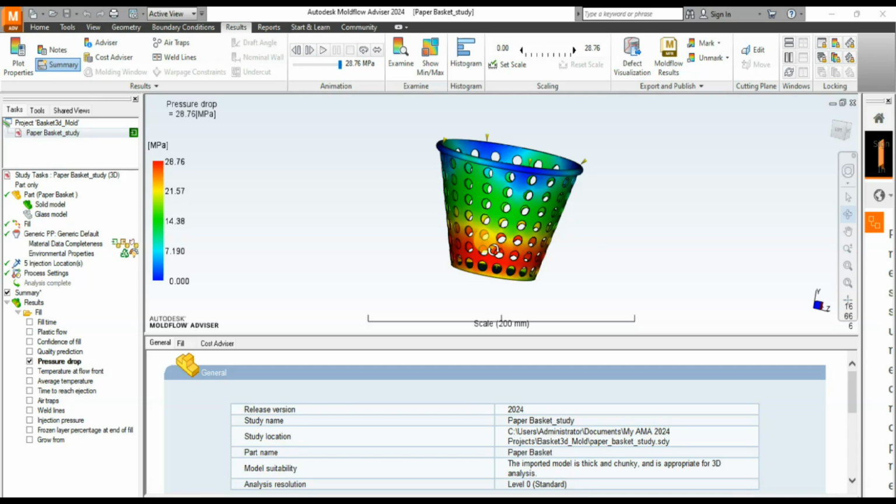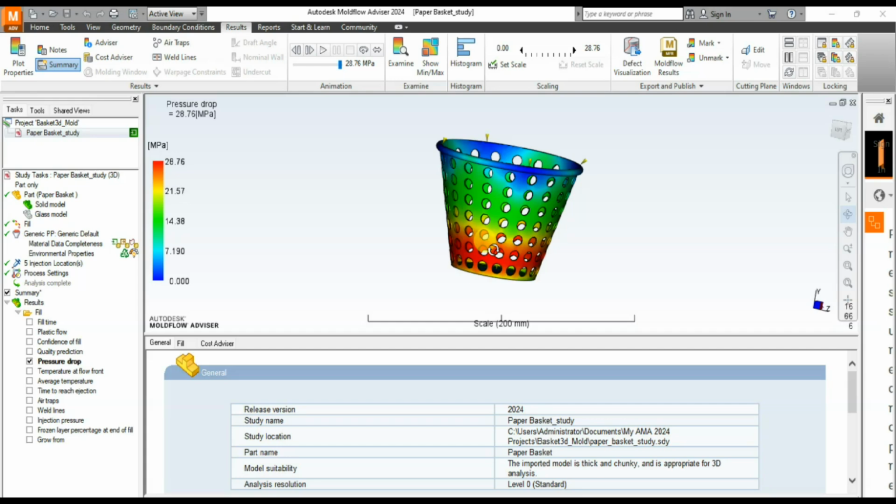The pressure is connected to the confidence of fill, which shows the quality of the part in question. All right, now a high pressure drop can also indicate hesitation, so you should also take note of that. I spoke about hesitation in the fill results, so you should take note. Or some other difficulty in filling a particular area of the part.